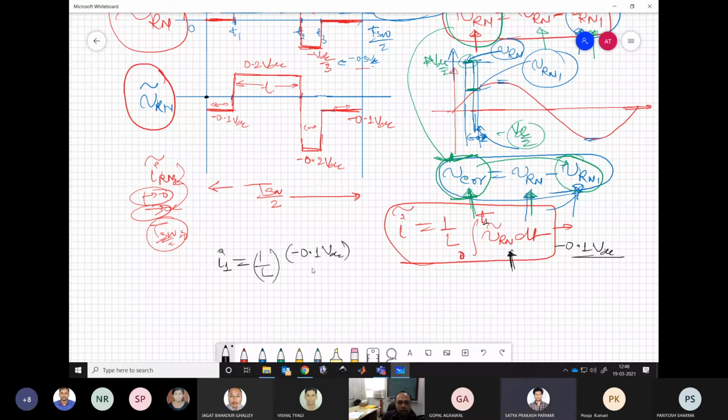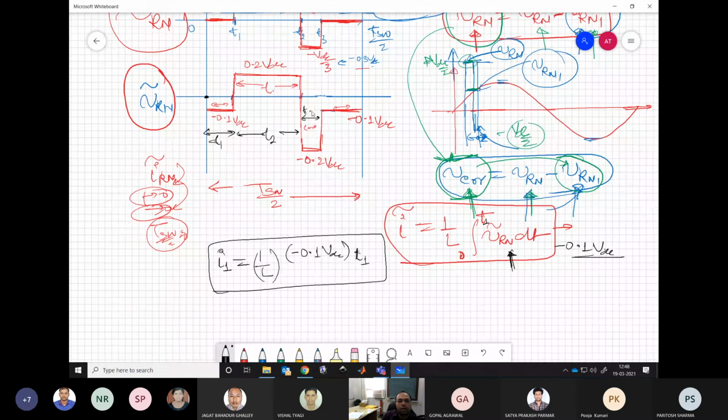Negative ramp. Is this correct? Let's say this duration is T1, this duration is T2, this duration is T3, and this duration is T4. Is this correct? So it will come down, and this would be a line.